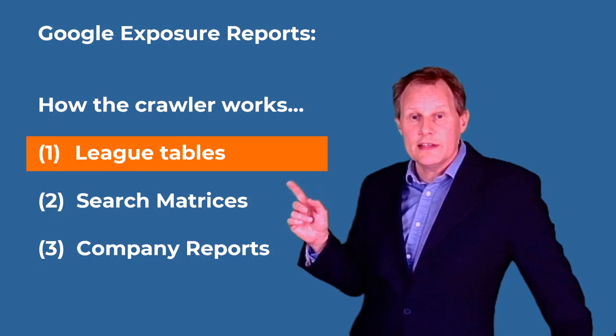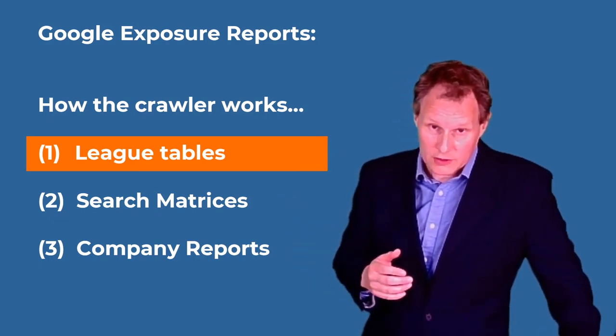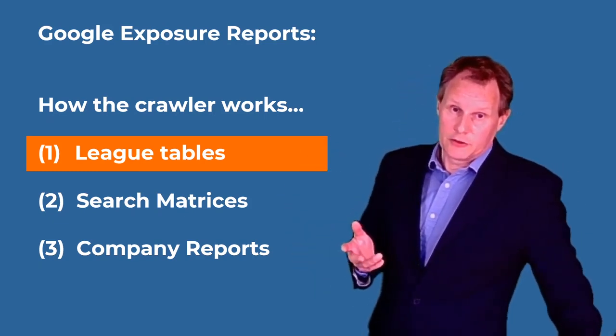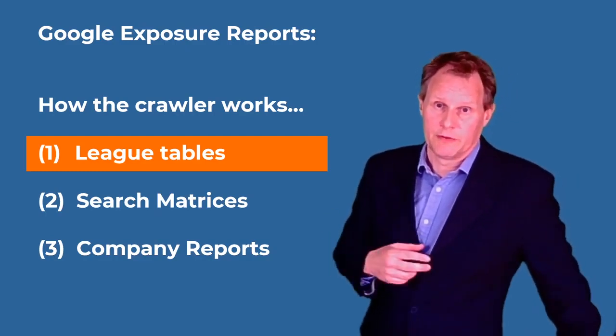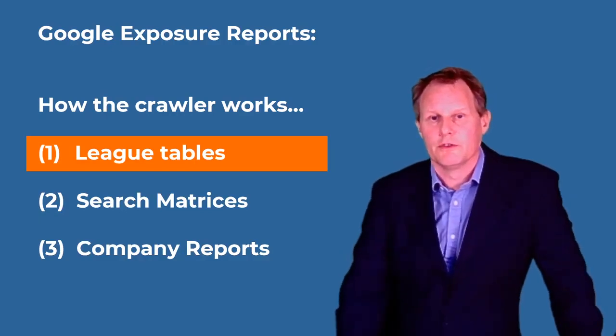And then the reports come in three different flavors. They are the league tables, which look at just the straightforward rankings of how agents operate, the search matrices, which show the balance of the two different types of traffic, and the specific company reports. Let's have a look at the first of those, the league tables.